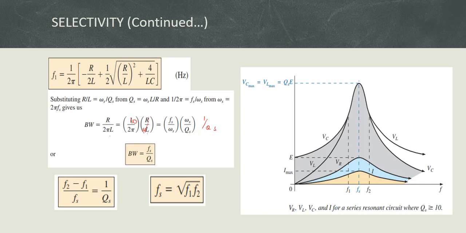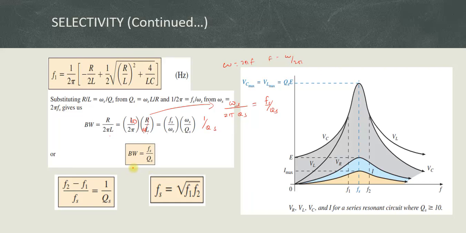Rearranging these equations, my final value of bandwidth equals fs divided by Qs. Simply rewriting, it is ω divided by 2π into Qs. We know that ω equals 2πf and f equals ω divided by 2π, so ω/2π is replaced by f/Qs. Since it is a series resonant circuit, ωs gives fs, so bandwidth equals fs divided by Qs.